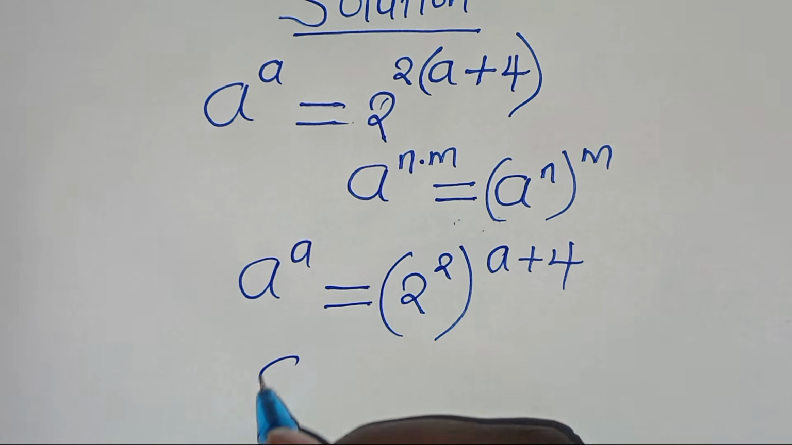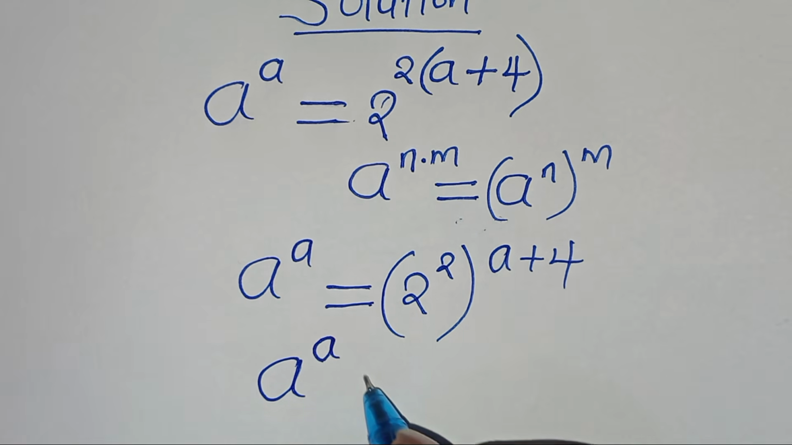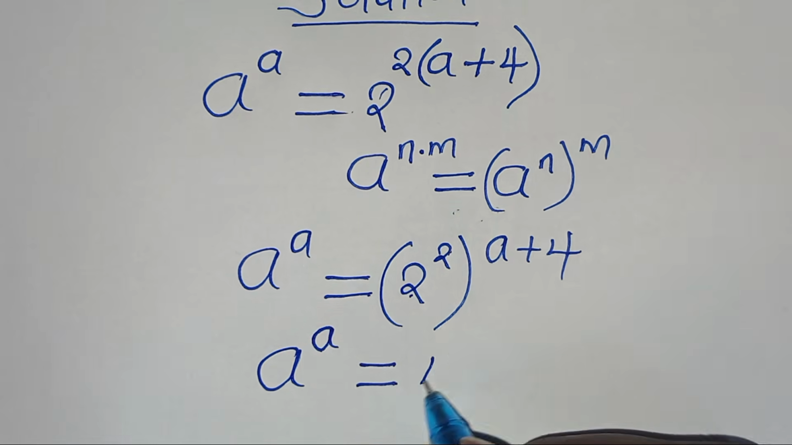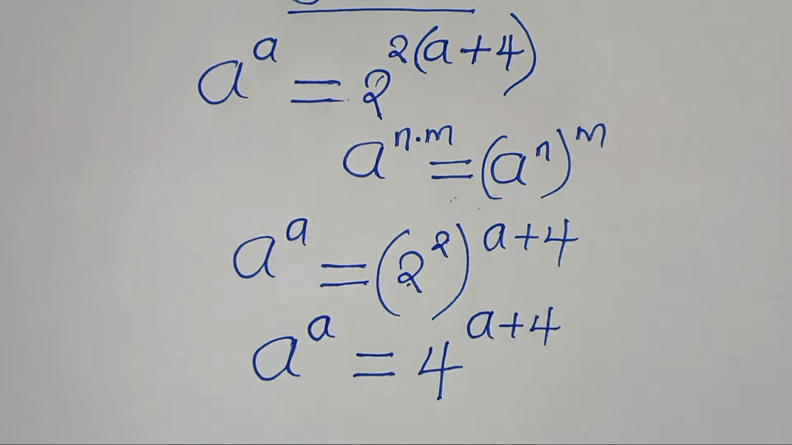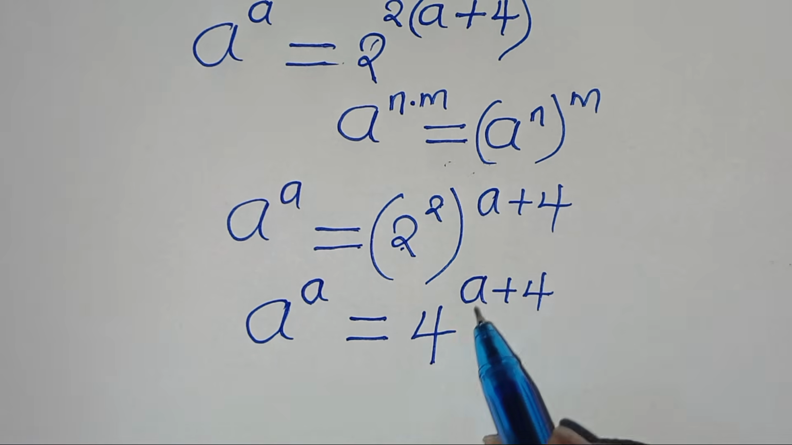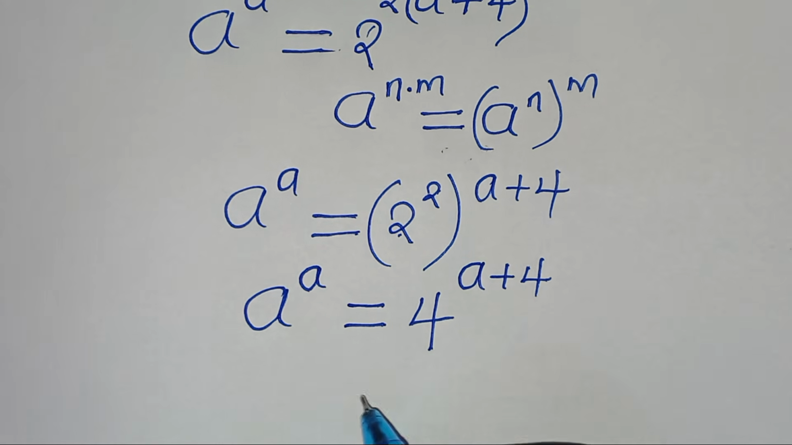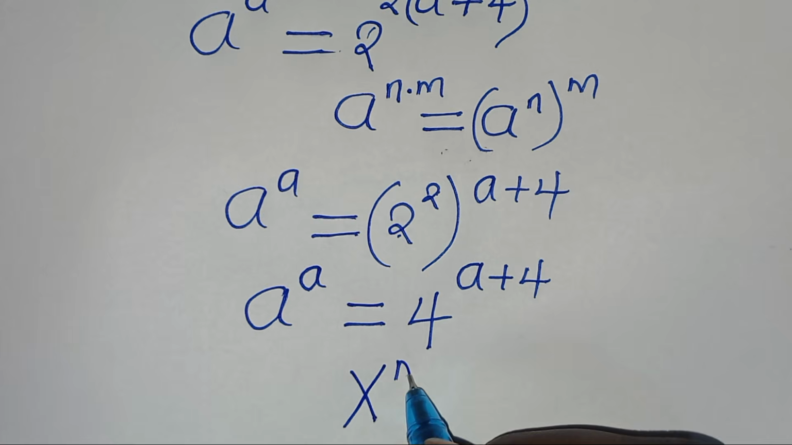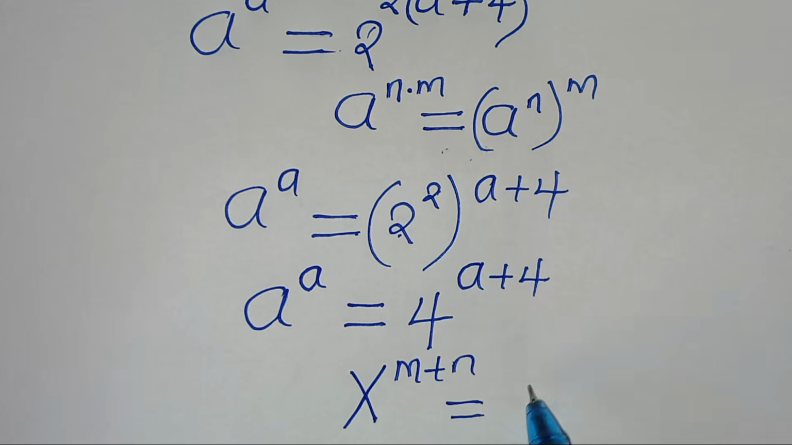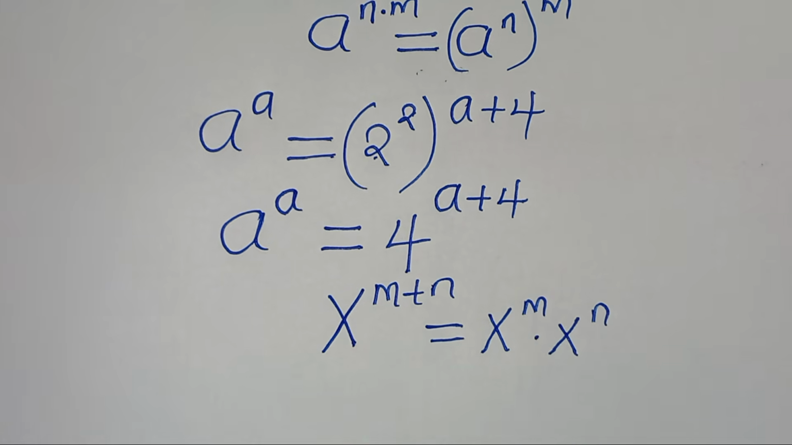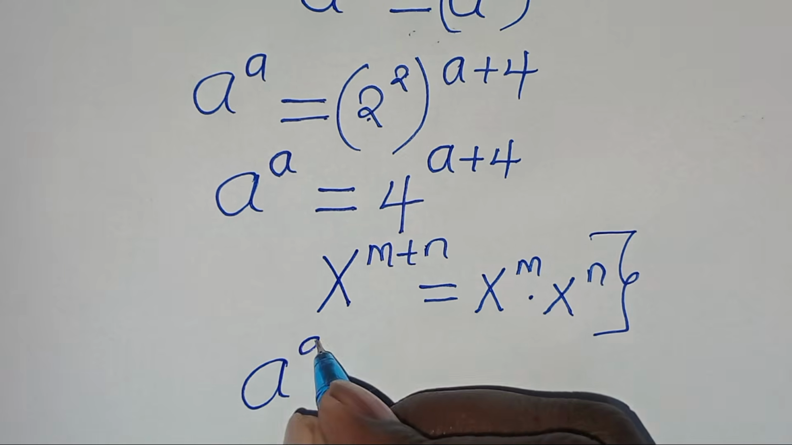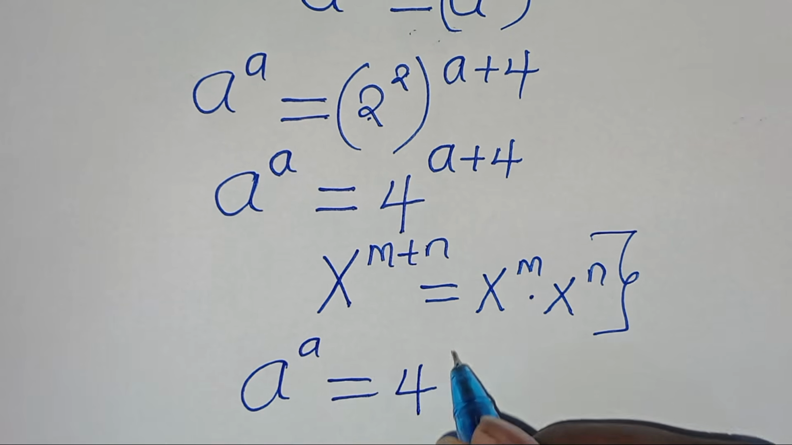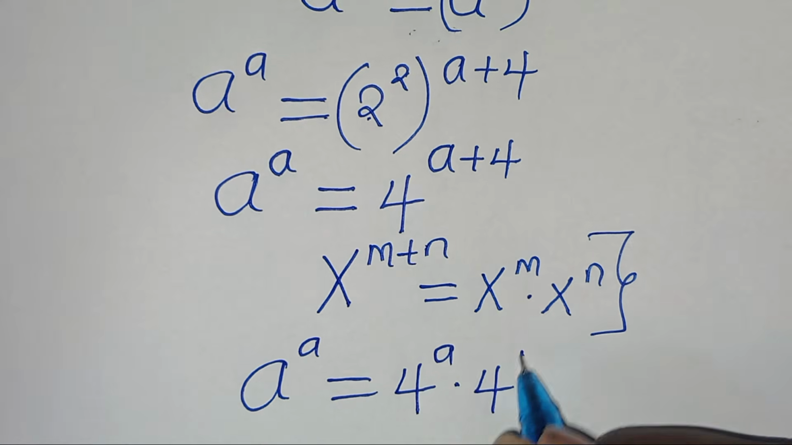So the next step is that we have a raised to the power of a equal to 2 squared, which is 4, raised to the power of a plus 4. The next step is that 4 to the power of a plus 4 is of the form x raised to the power of m plus n, which we can express as x to the power of m multiplied by x to the power of n. Now let's apply this property so that we have a raised to the power of a equal to 4 raised to the power of a times 4 raised to the power of 4.